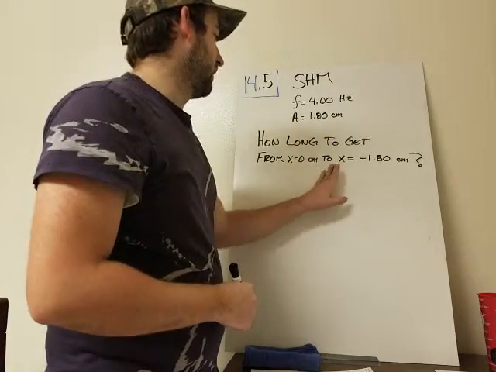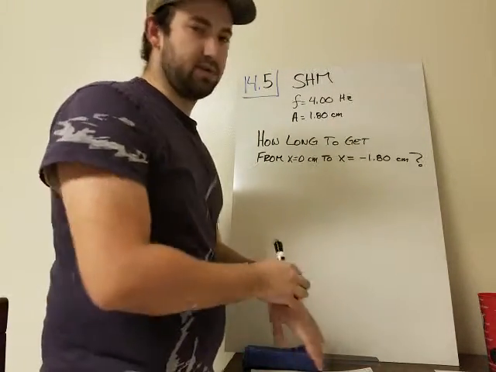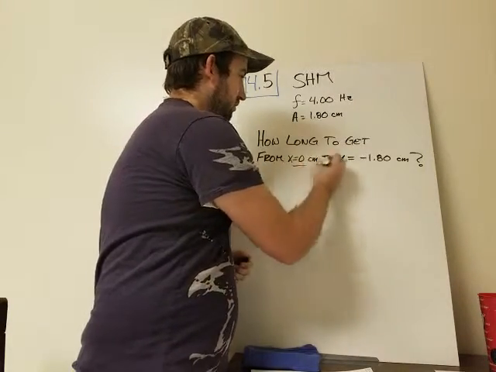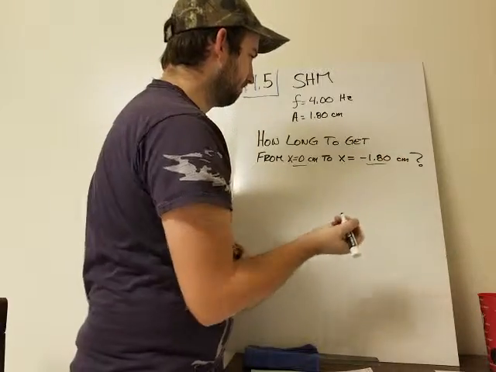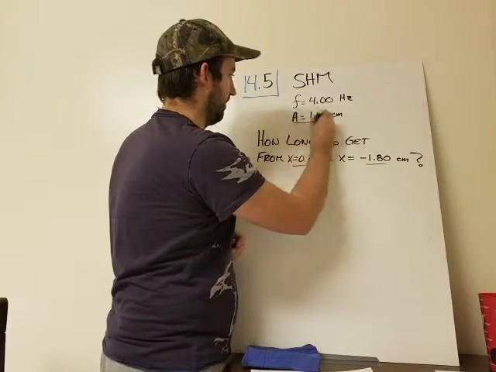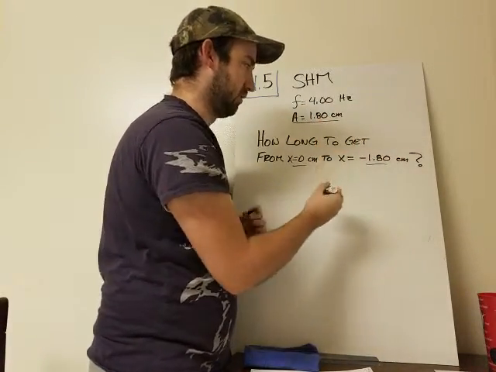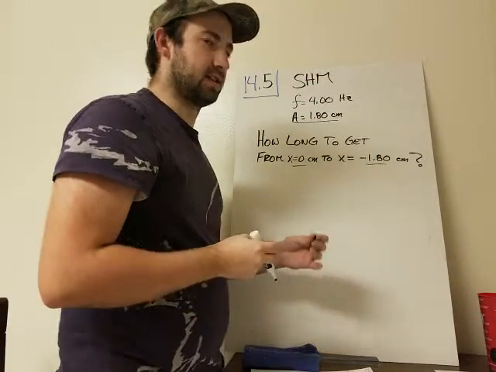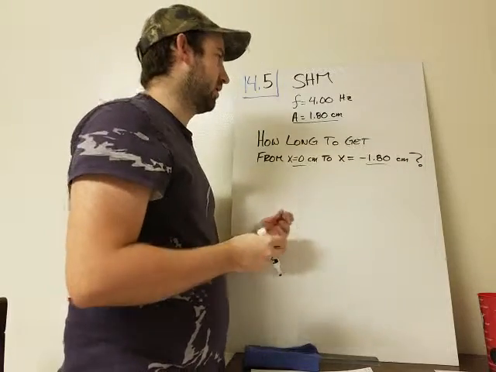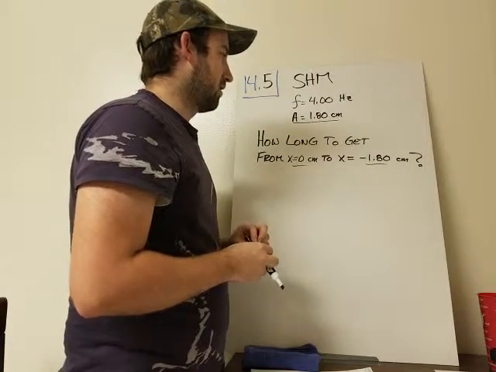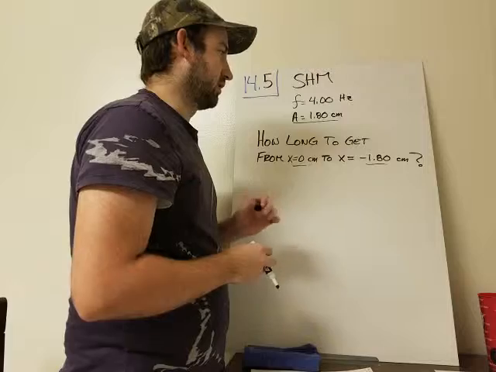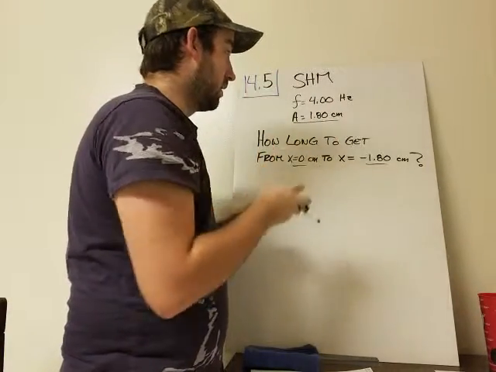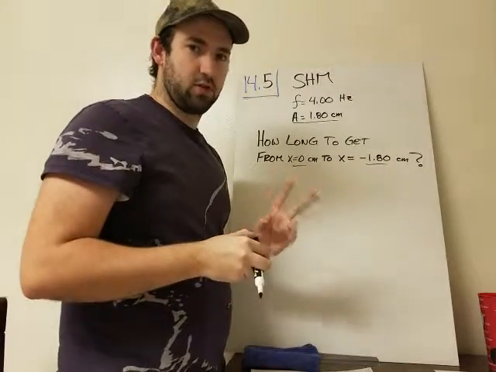So this is a pretty straightforward and simple problem. It wants to go from 0 to negative 1.8. And we can see here that the amplitude is 1.8. So we know that negative 1.8 is going to be one of the extremes, which is good because that's easy to calculate, because we know that in one full cycle, it hits the extremes twice.